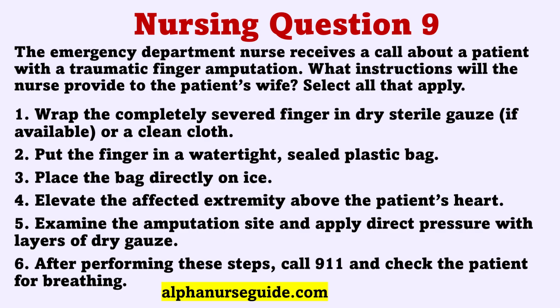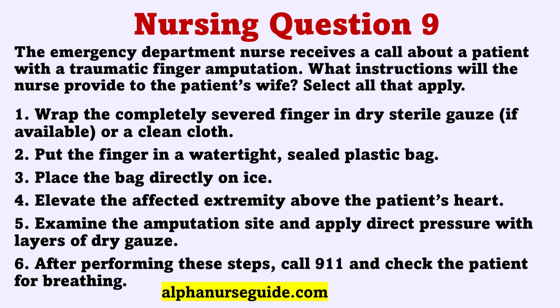The correct answers are 1. Wrap the completely severed finger in dry sterile gauze or a clean cloth. 2. Put the finger in a watertight, sealed plastic bag. 4. Elevate the affected extremity above the patient's heart. And 5. Examine the amputation site and apply direct pressure with layers of dry gauze. Rationale. For a person who has a traumatic amputation in the community, first call 911 and then assess the patient for airway or breathing problems.